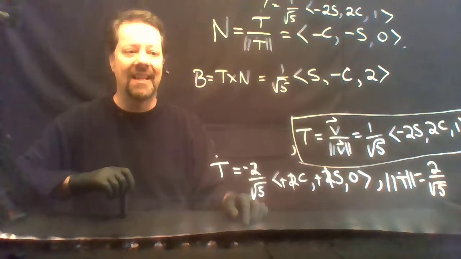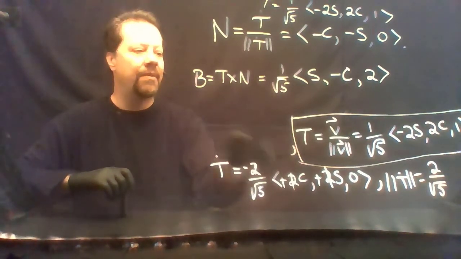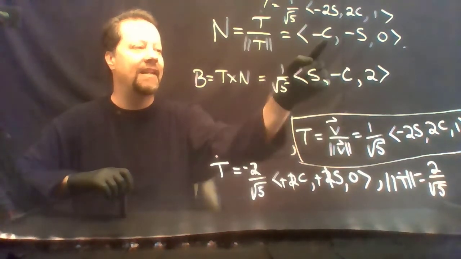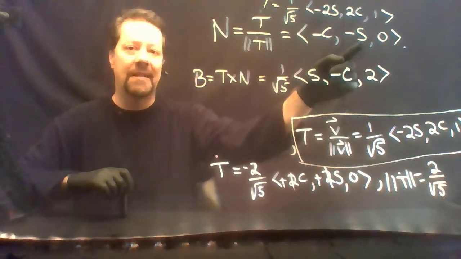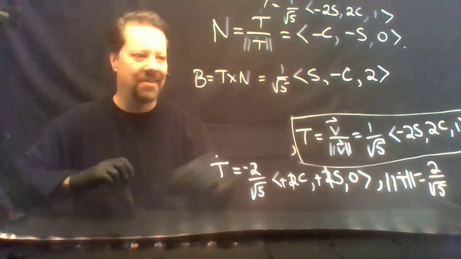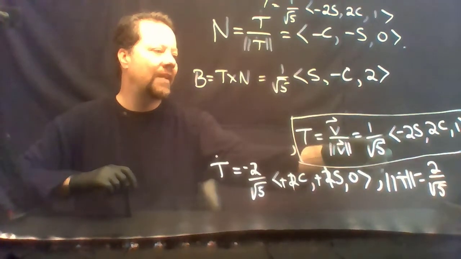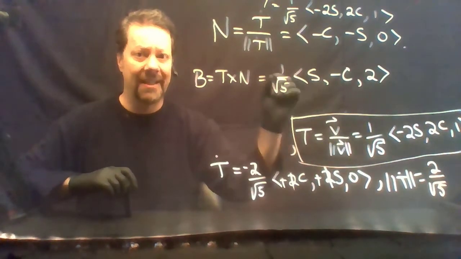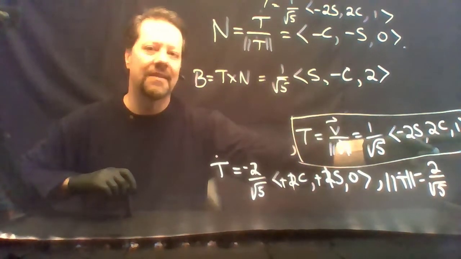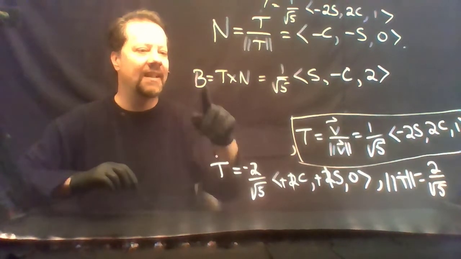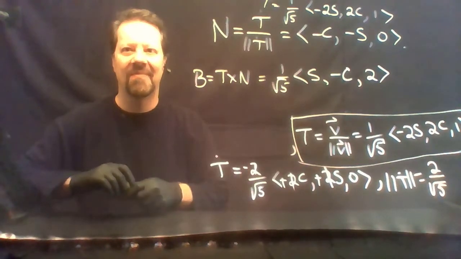It's pretty easy to see that b is orthogonal to both t and n. Taking the dot product with n, you'll have a negative sine cosine and a positive sine cosine and then a 0. You get 0. So b dot n is 0. Also, here we'll have a negative 2 sine squared and a negative 2 cosine squared, which adds up to negative 2, and then a positive 2 when we multiply the last coordinates for a total of 0. So again, b is orthogonal to t.